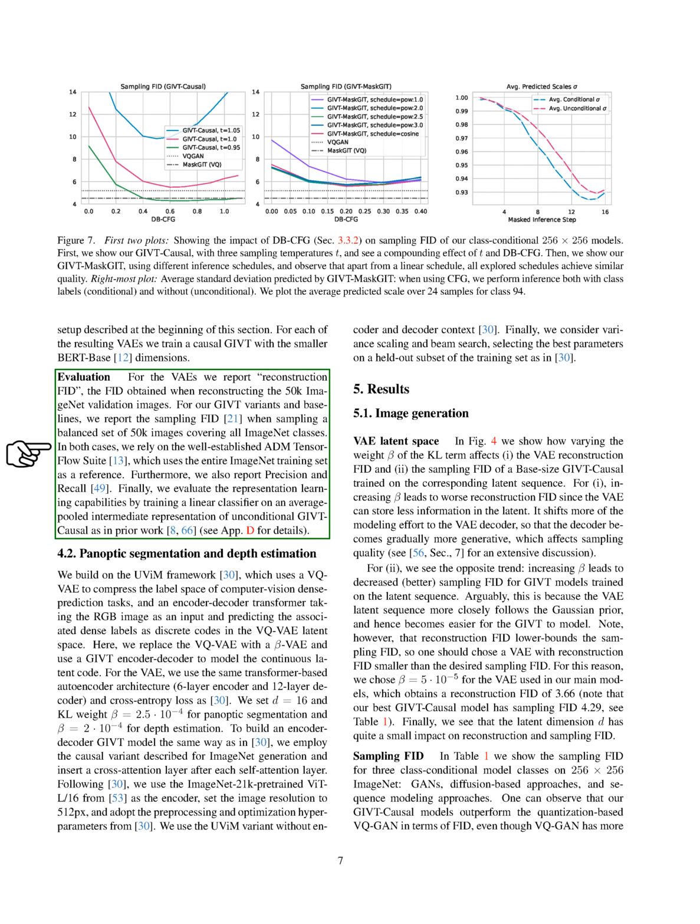For evaluation, we've reported the FID when reconstructing the 50K ImageNet validation images for the VAEs. For our GIVT variants and baselines, we've reported the sampling FID when sampling a balanced set of 50K images covering all ImageNet classes. We've also reported precision and recall. Finally, we've evaluated the representation learning capabilities by training a linear classifier on an average pooled intermediate representation of unconditional GIVT causal.